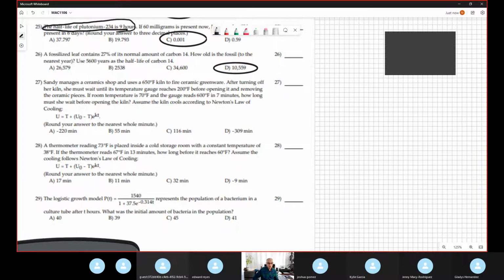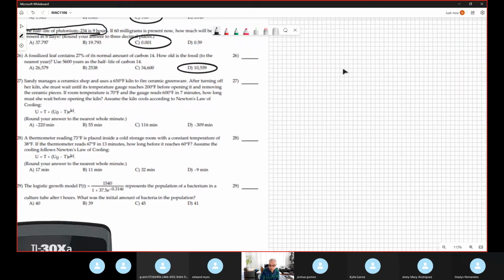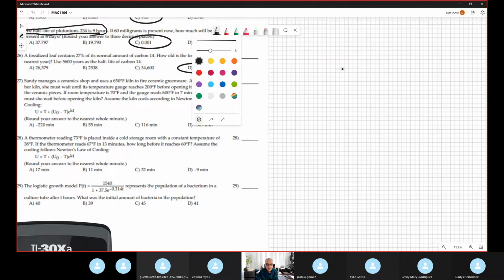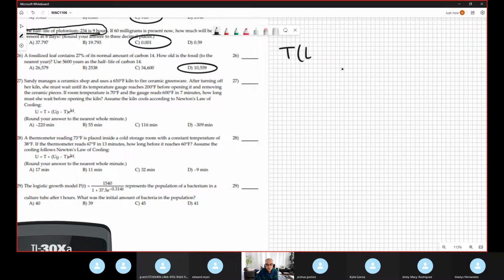Okay, and they put a weird formula that I don't like. I like my formula, no? I explained in the lecture: the temperature at any time, capital T, is equal to the temperature final plus parenthesis temperature initial minus temperature final, multiplied by e to the kt.